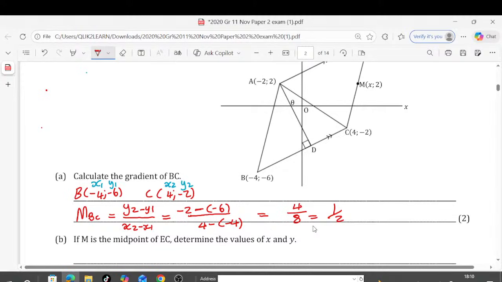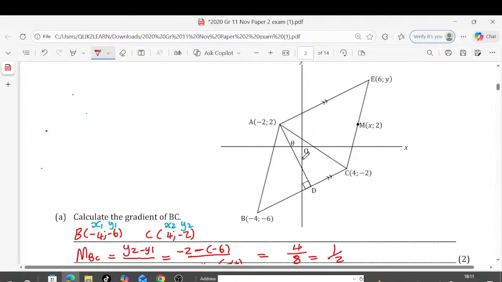To answer the next question, they say that M is the midpoint of EC. Look at this. I have M, and M is the midpoint of EC. Let's check. Look at this point here. This is M and it is the midpoint. They want us to determine the values of x and y.